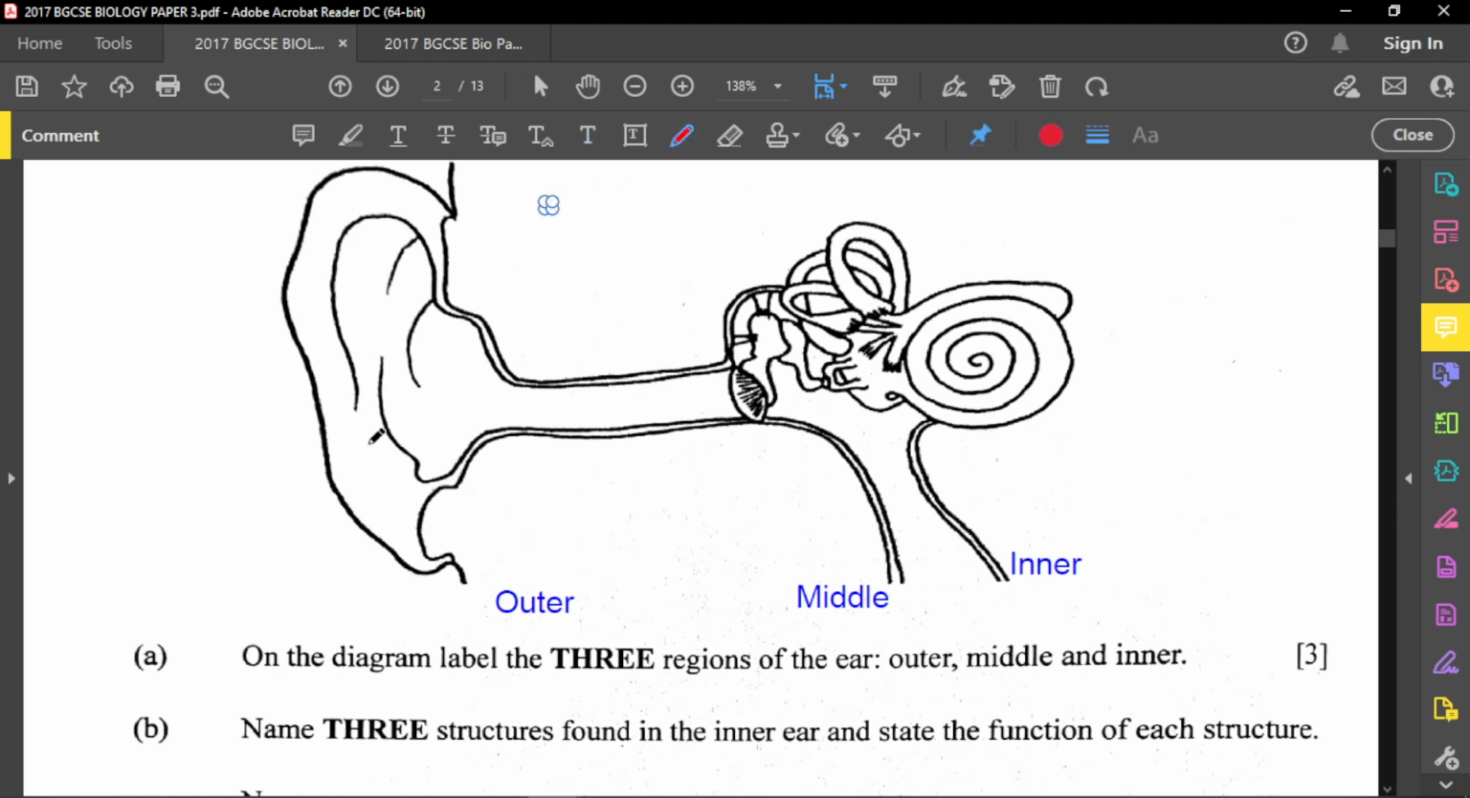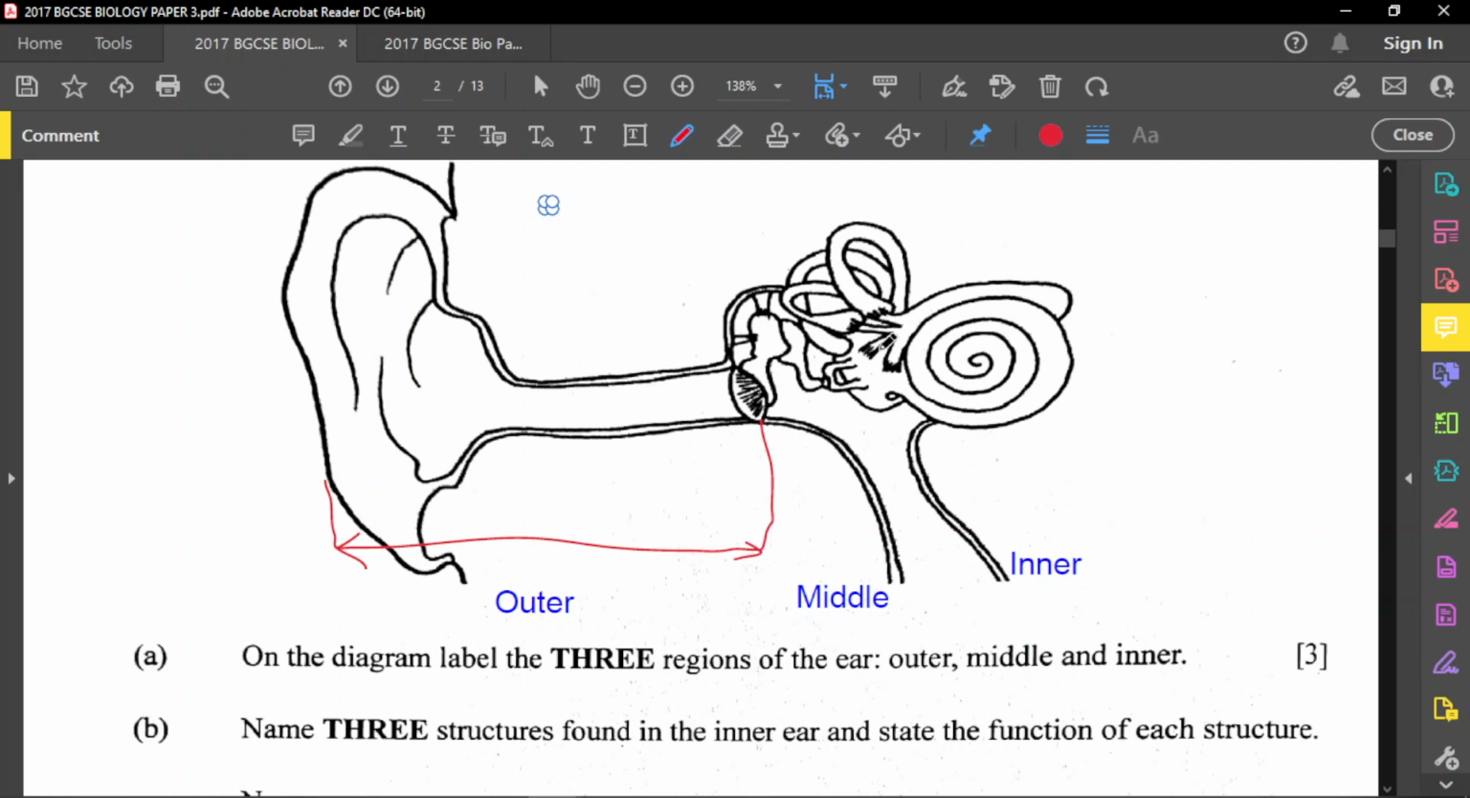So the outer ear actually starts from the pinna, which is the outside here, all the way into where the eardrum is. The eardrum is what separates the outer from the middle ear. Starting from right here, let me use arrows. So from there to there is the outer ear. And then the middle ear will be this section, really.